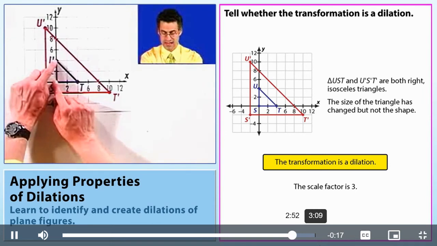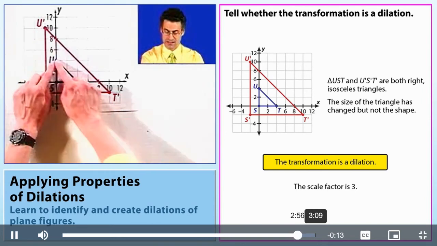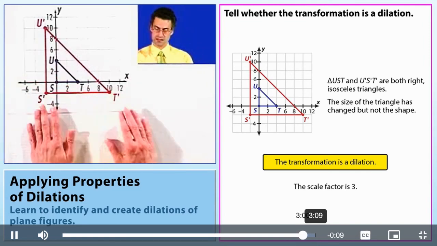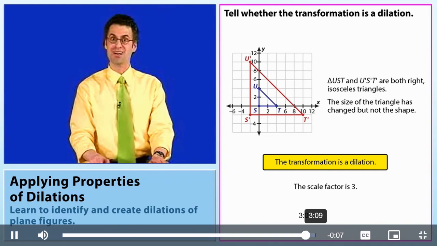Similarly here, if I take that length and multiply it by 3, it expands to this, and if I take this length and multiply it by 3, it expands to that. So this transformation is actually an example of a dilation.